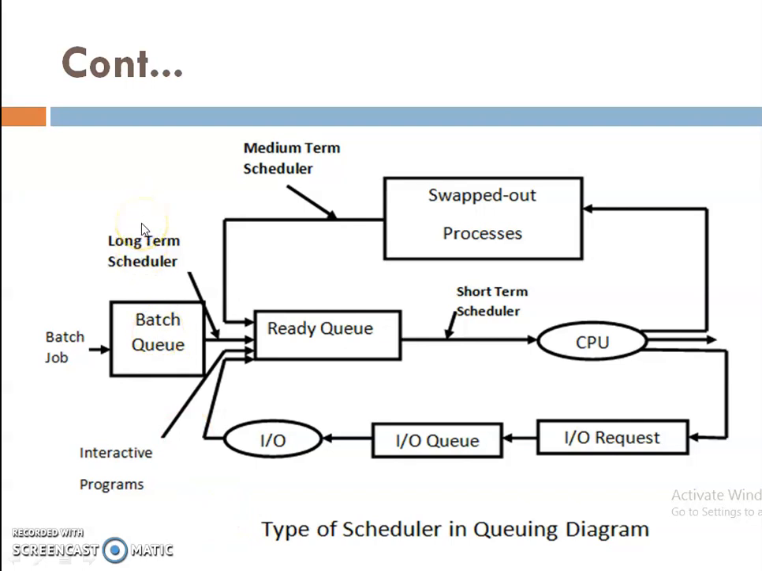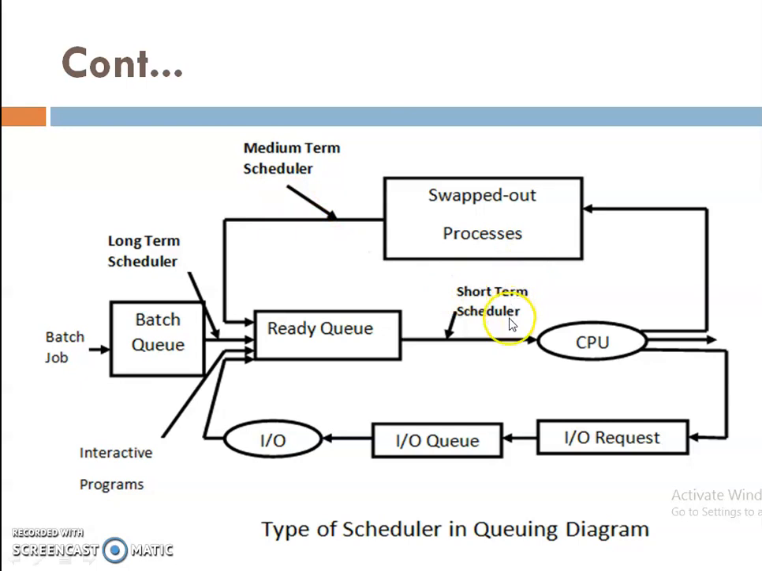Now first, long-term scheduler. Long-term scheduler is the first level scheduler. It works with the batch operating system. It selects the next batch job or process to execute. Such process is loaded in main memory and waits in ready state for CPU to become free. Then, medium-term scheduler. Medium-term scheduler is the second level scheduler. It supports the swapping concept. It swaps in and swaps out process between main memory and disk.